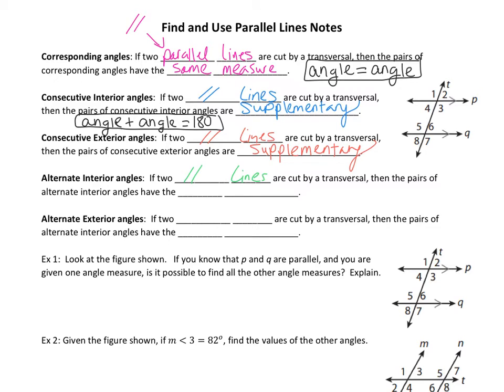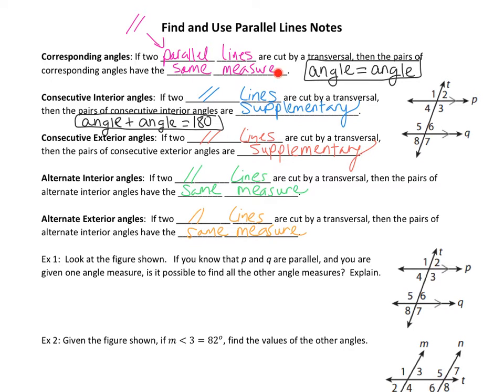Then the pairs of those alternate interior angles will have the same measure. So alternate interior would be like our angles 4 and 6, and then 3 and 5. So notice they're the same size as each other. Lastly, our alternate exterior angles, remember those are on alternate sides, so on different sides of our transversal line, but they need to be exterior, so our groups on the outside. So that would be our 1 and 7 and 2 and 8. And if you look at it, 7 is obtuse, 1 is obtuse, so these are going to be the same measure.